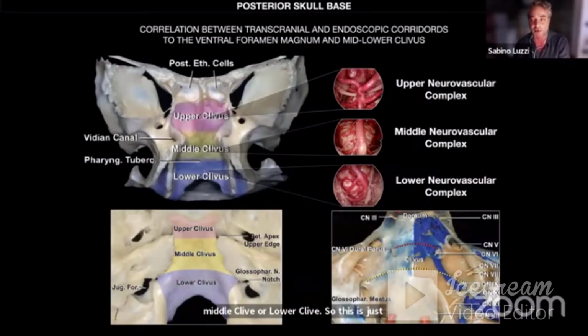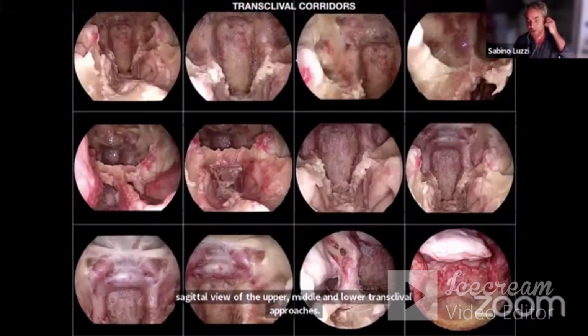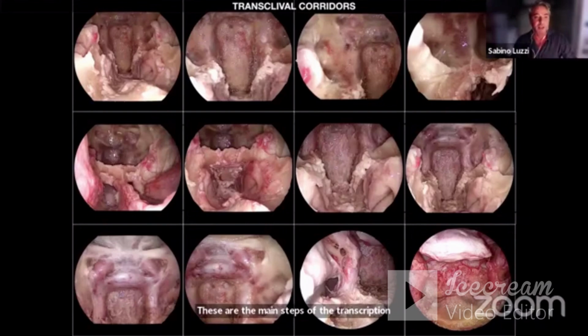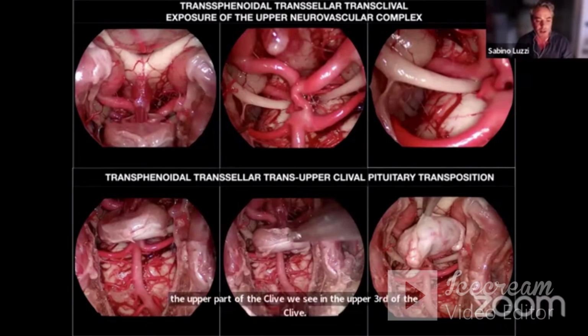And this is an overview on the sagittal view of the upper, middle, and lower transclival approaches. And these are the main steps of the transclival exposure of the posterior fossa here. And once again, the progressive exposure of the upper, middle, and lower neurovascular complex. At the inferior line here, we see what we call the transposition of the pituitary gland, just to expose the upper part of the clivus here and the upper third of the clivus. And we expose here the quadrifurcation.